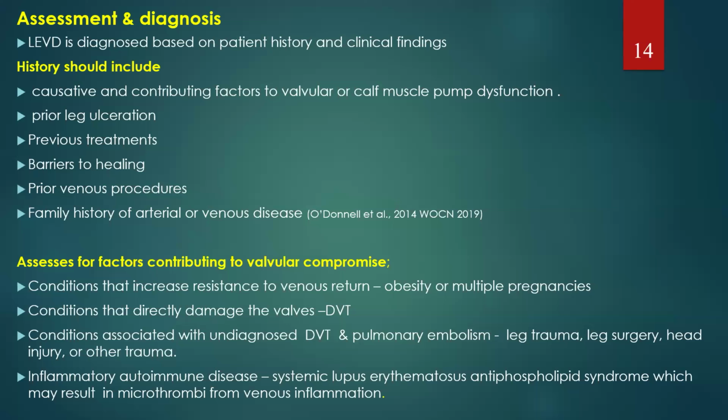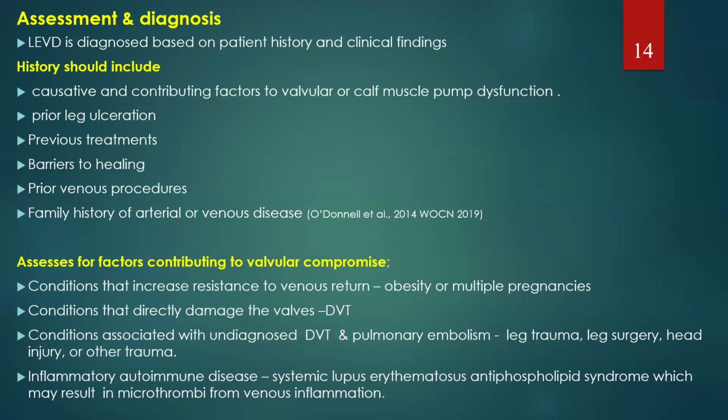Yeah, so find out, do a comprehensive history, assess also for factors that contribute to valvular compromise, like conditions that increase the resistance to venous return, like obesity. A high BMI is a risk factor here. Or those patients who have multiple pregnancies, yeah, the female patient who has multiple pregnancies.